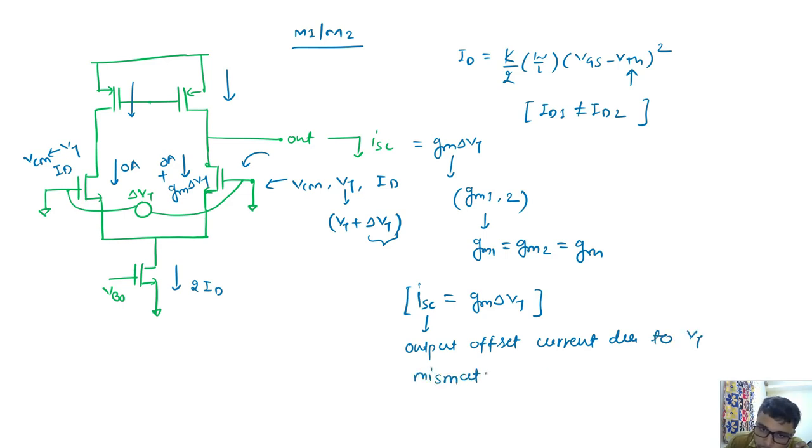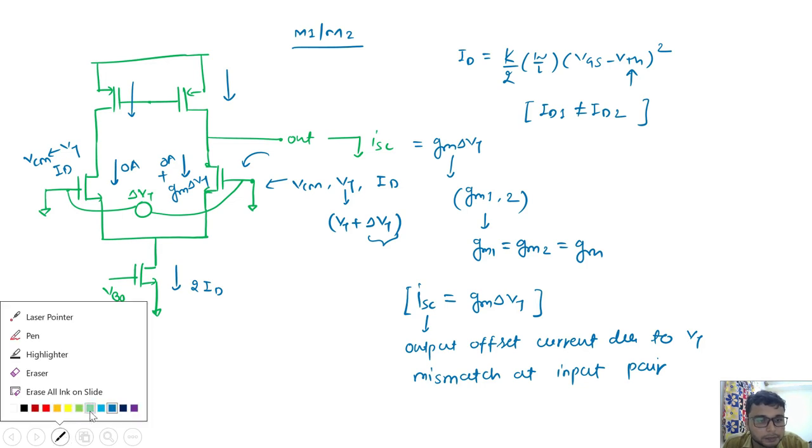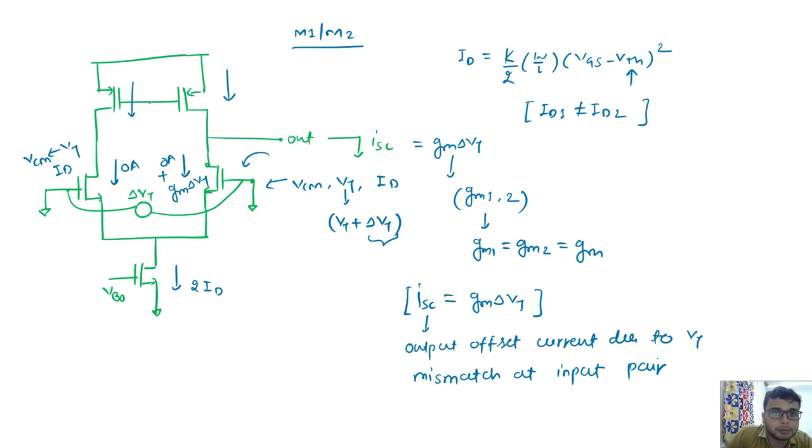due to VT mismatch at the input pair. Now the same thing can be considered, but wait, one thing that I am missing here, this PMOS should be this. Okay, in the same way we can consider the VT mismatch between the current mirror.